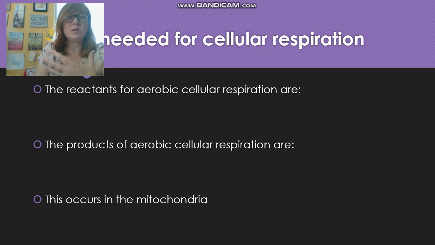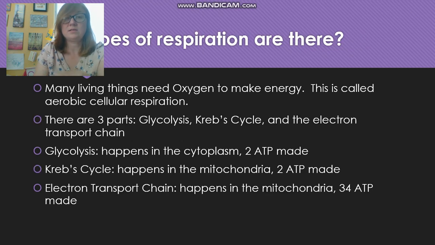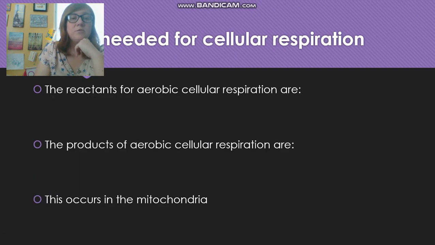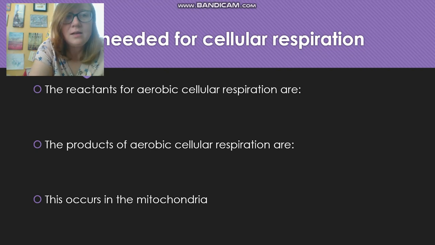What are the products? So what do you make? What did we just say gets made? It's right there. It's ATP. So we make ATP energy. What do you breathe out? Carbon dioxide. And you know how people always say, oh, your hot breath on the window? That fog is water. So the products of aerobic cellular respiration are ATP energy, carbon dioxide, and water.